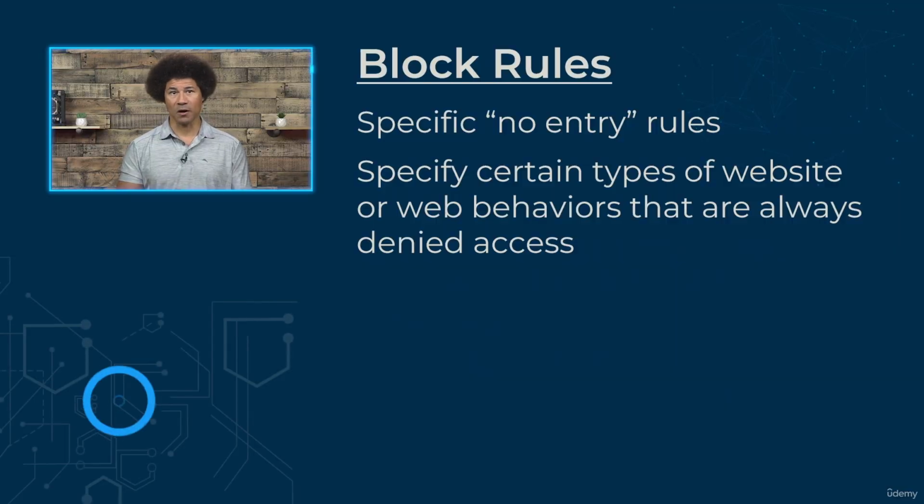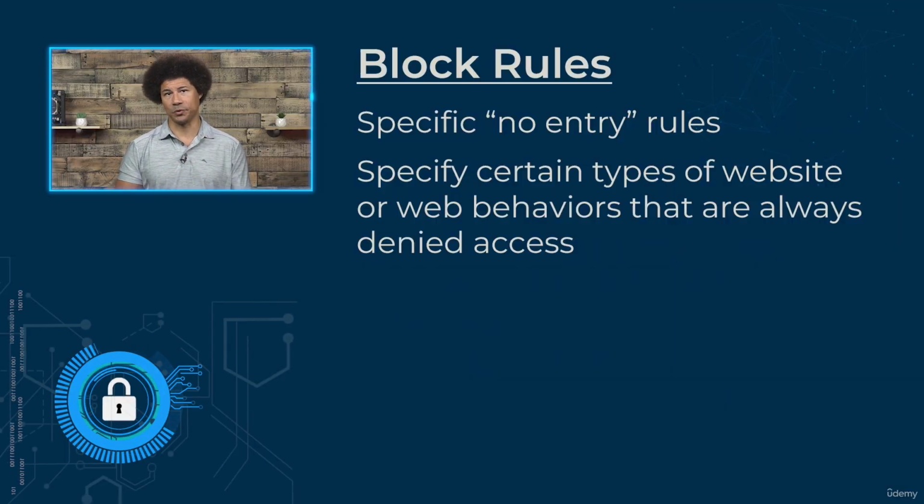We've talked about filtering methods. Let's talk about what rules and policies are being implemented by these filters. This is where block rules and allow lists come in. Block rules are specific no-entry rules. Imagine a list that says people wearing red hats are not allowed. Similarly, block rules might specify certain types of websites or web behaviors that are always denied access no matter what.